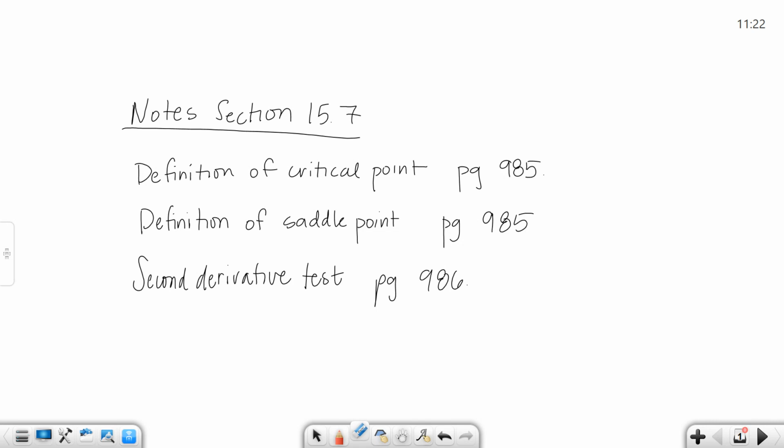Okay, this is a place we're going to start. Some of you have seen many of these notes already, but we're just going to start from scratch and hit the high points. So we're in section 15.7. You have your definition of critical point on page 985, your definition of saddle point on page 985, and your second derivative test, which we're going to use, that's on page 986.